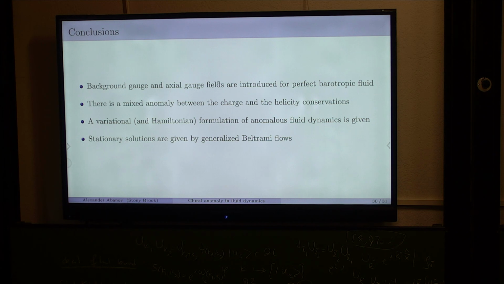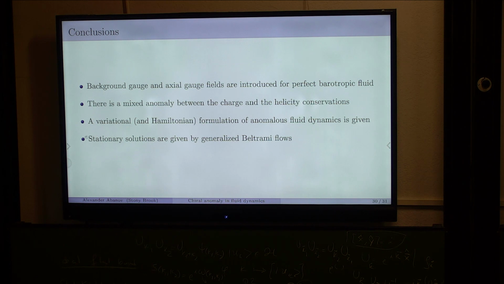Background gauge and axial fields. Gauge fields were introduced for perfect barotropic fluid. There is a mixed anomaly between the charge and helicity conservations. So if you try to gauge one of the symmetries, introduce gauge fields for one of the conserved quantities, you will violate the other one. We formulated the variational approach, and of course, having an action, you can write the Hamiltonian and write commutation relations for those velocity and density fields.